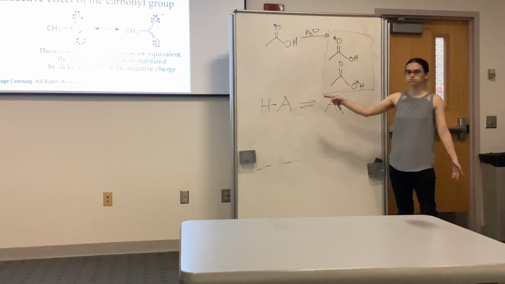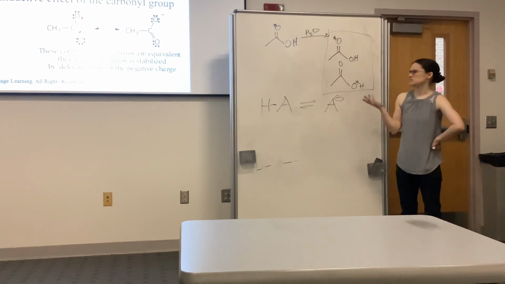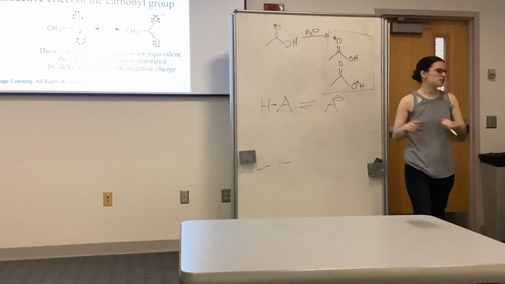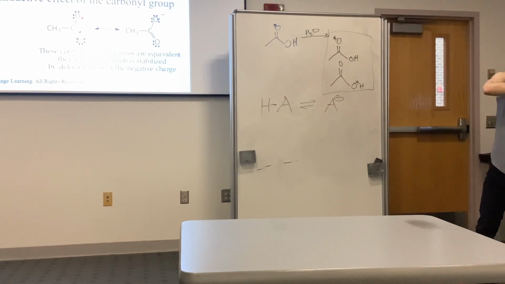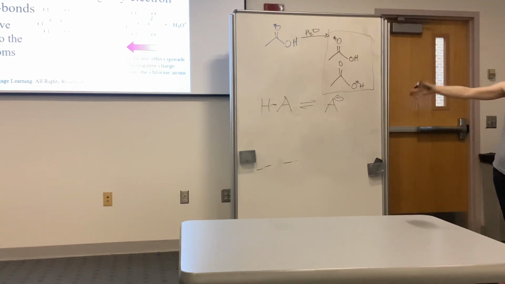So when you're later looking at things, if you need to order which of these are stronger acids, and they're all carboxylic acids and they all seem really similar, look for resonance, look for anything that will stabilize the conjugate base, that negative charge.